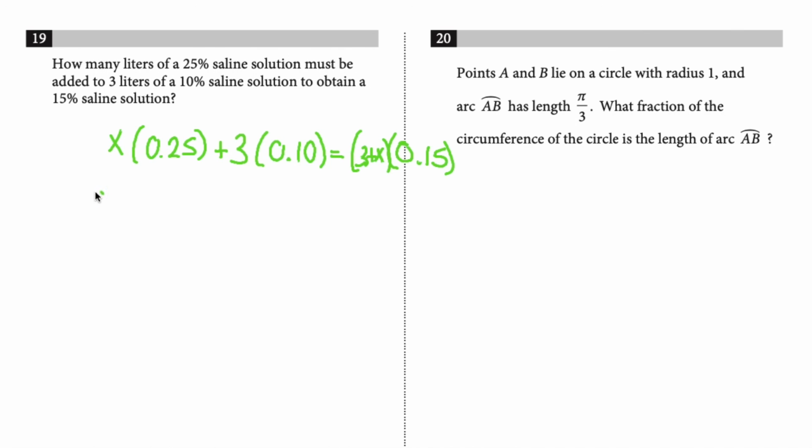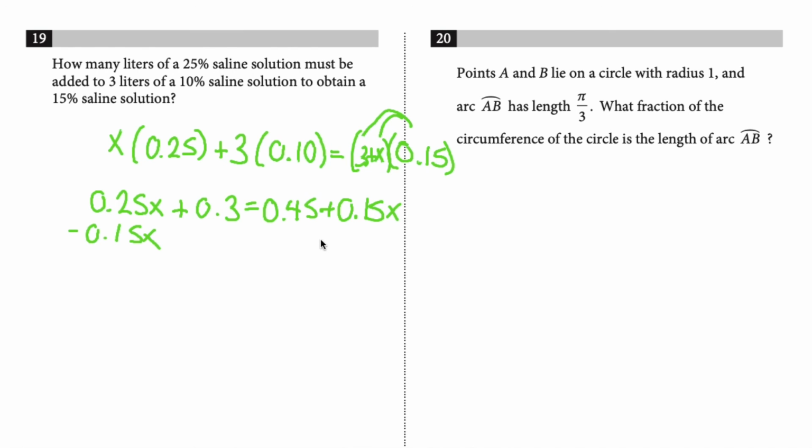So on the left side, we're going to have 0.25x plus 3 times 0.1 will be 0.3 equals, and we'll distribute the 0.15, and it'll be 3 times 0.15, which is 0.45 plus 0.15x. So we're going to combine the numbers and the x's. We're going to move the 0.15x to the left side as minus 0.15x. We're going to do that on both sides. And we're also going to move the 0.3 over to the right side by subtracting 0.3.